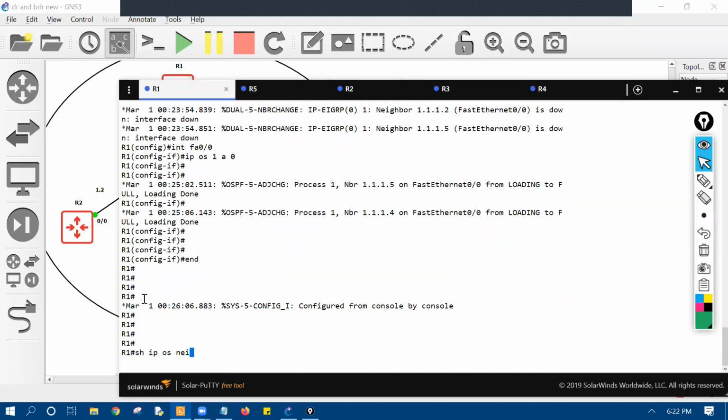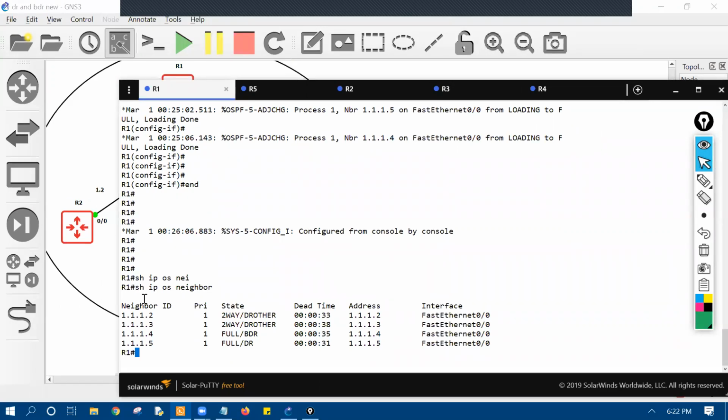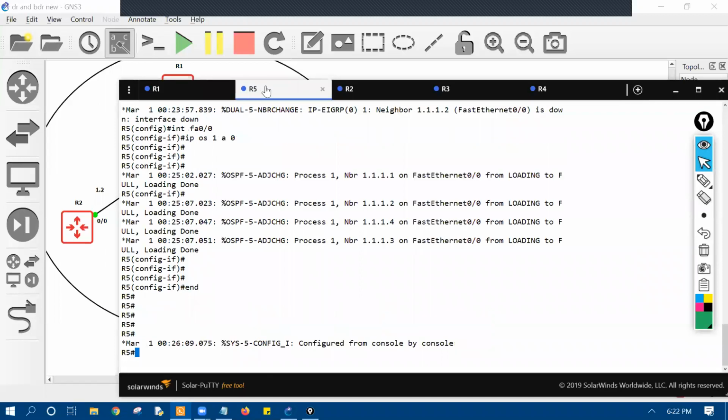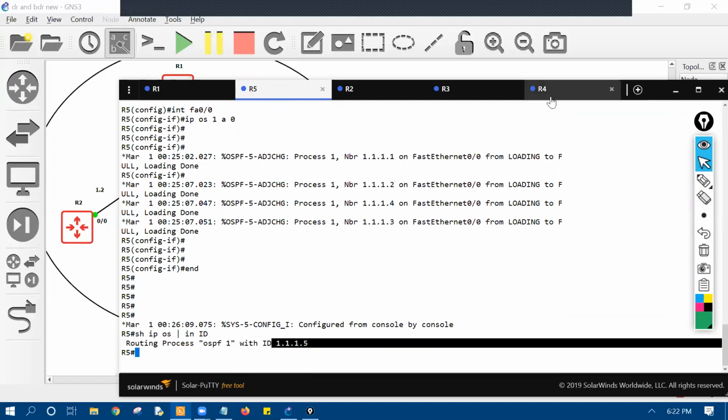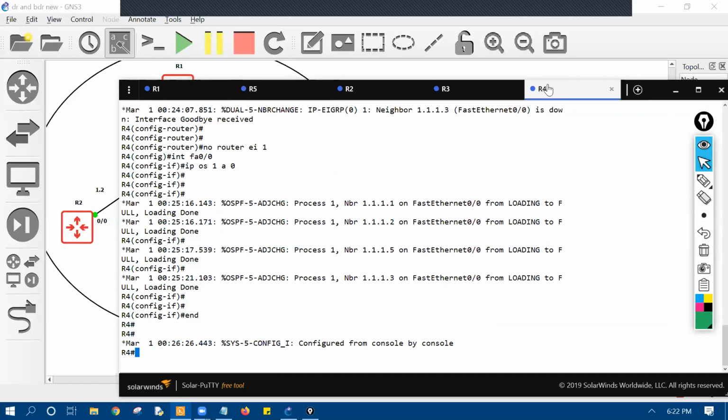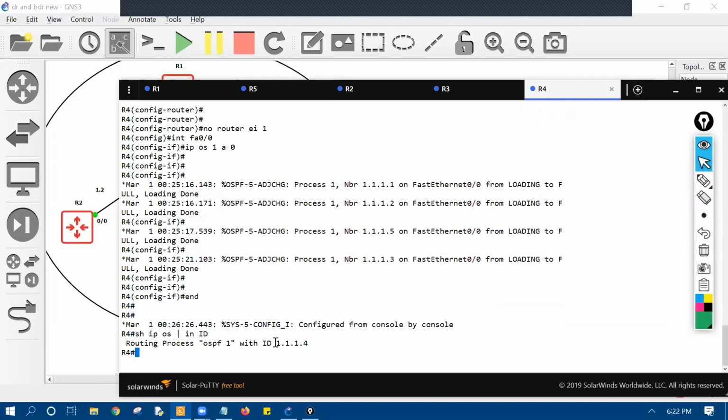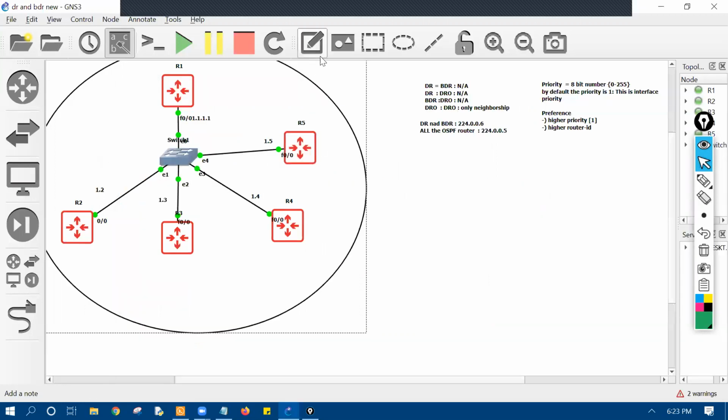So show ip ospf neighbor. R1 is saying that my DR is 105 and my BDR is 104. And what is the default priority of this interface? If the priority gets tied, then what am I going to look for? I'm going to look for the higher router ID. And if you go to R5, this guy has the higher router ID 105, right? And R4 has 104. So R5 will become the DR of this classroom, and R4 will become the BDR, right?